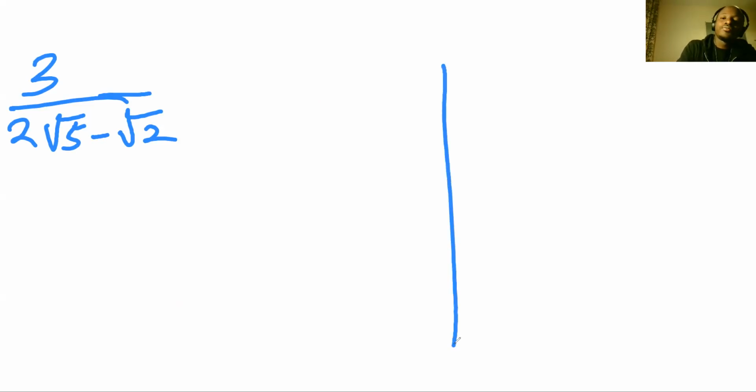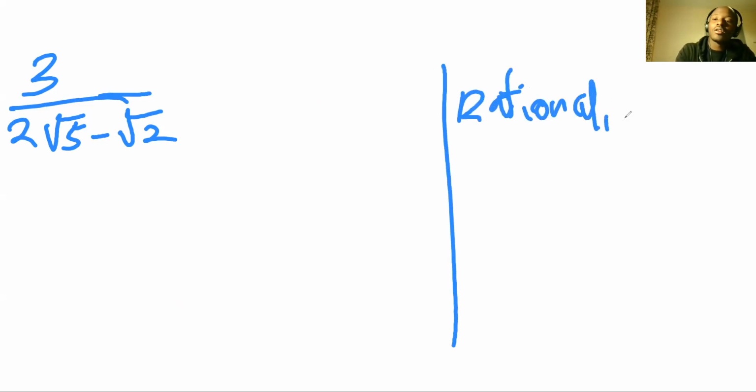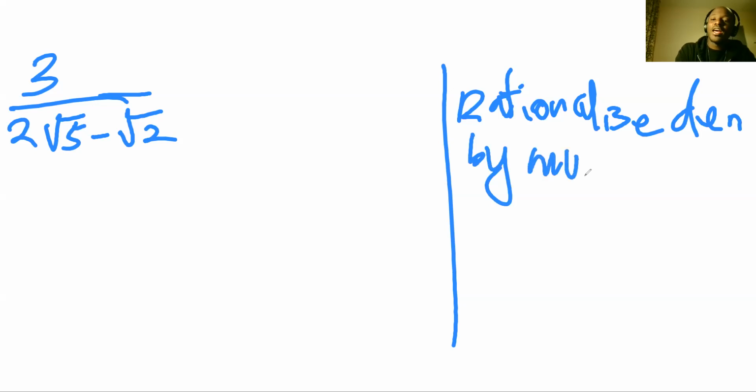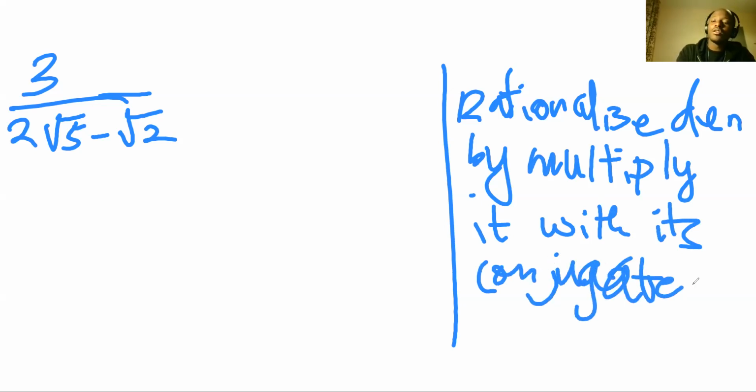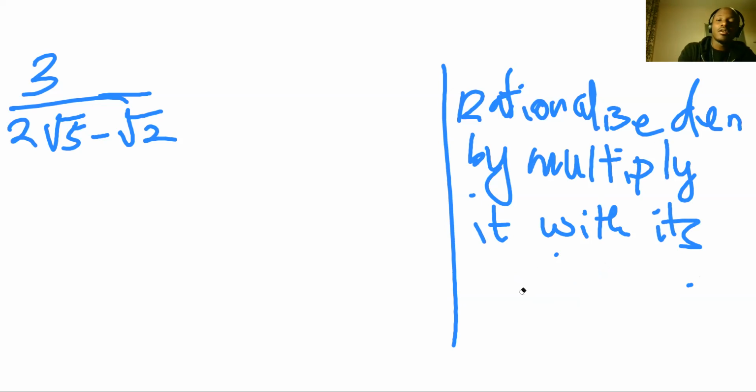You rationalize the denominator by multiplying it with its conjugate. So you multiply it by its conjugate. Sorry, let me just write it clearly. Conjugate.